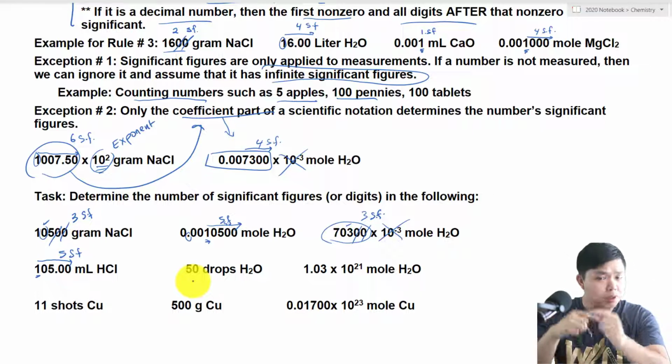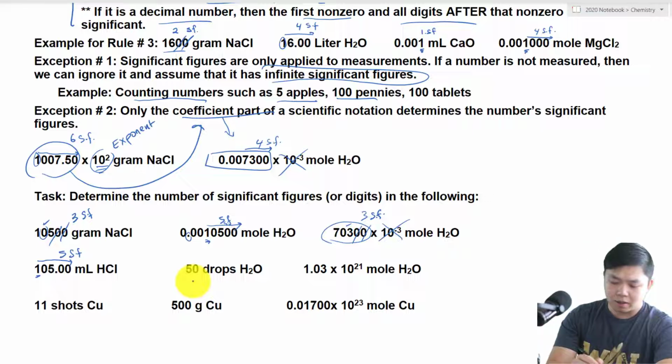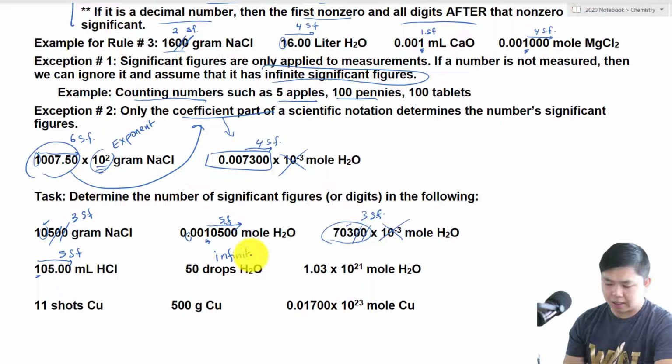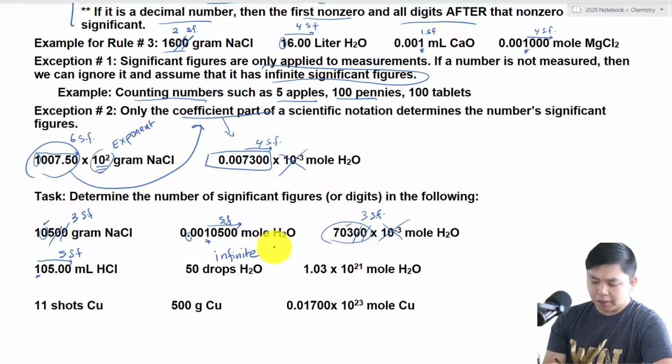You had to count 1 drop, 2 drop, all the way to 50. So this one is infinite. There you go. Isn't that easy? Right? Let's try this one. Oh, just another scientific number.